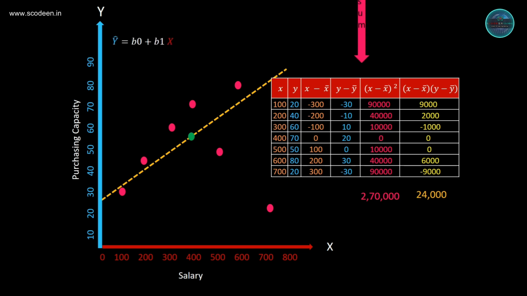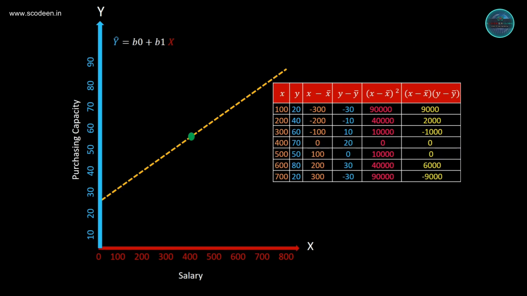Now we'll calculate the sum of x minus x bar whole square, that is 2,70,000. It will be represented as the summation of x minus x bar whole square. Same process, the summation of x minus x bar into y minus y bar is 24,000. Let's estimate the values of v0 and v1 in the regression function. v0 is known as the constant or intercept point of the regression line. First, we'll derive the v1 value.